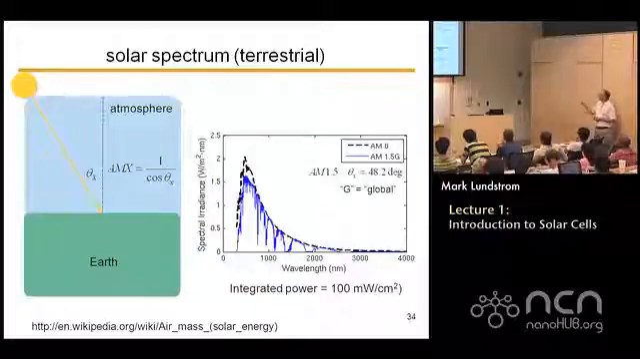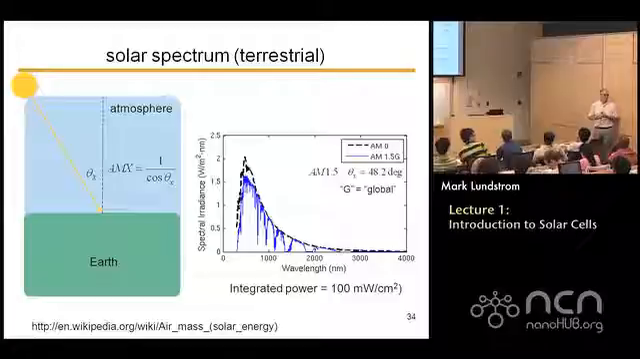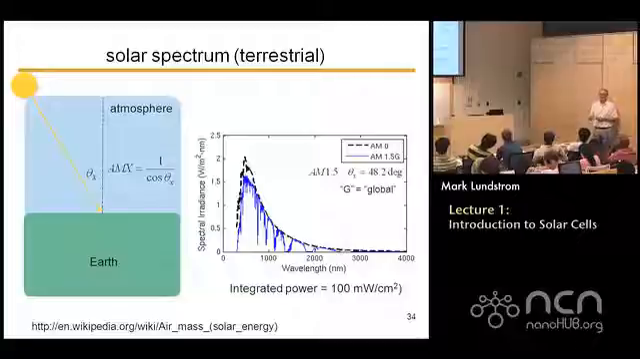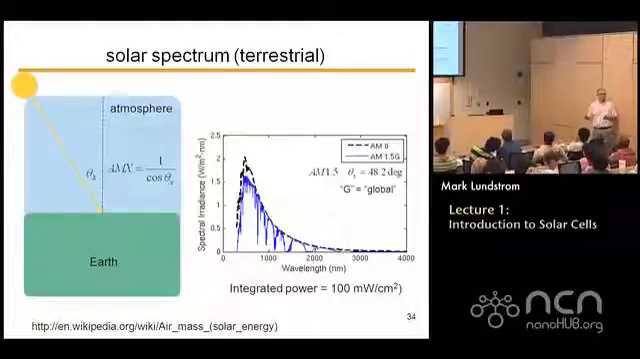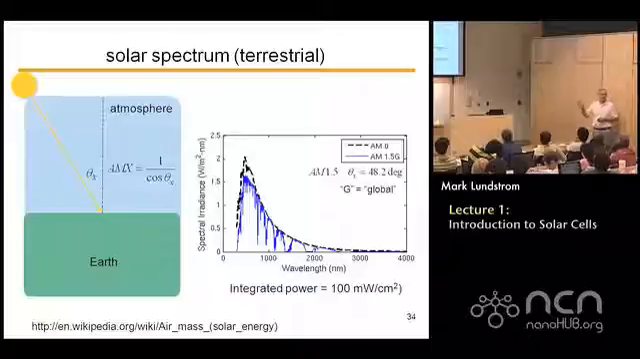And the total integrated power is exactly 100 milliwatts per square centimeter. So you may ask, how can it be exactly 100 milliwatts per square centimeter? Well, it isn't, but it's just a standard. So people have adjusted this spectrum so that it's exactly 100 milliwatts per square centimeter, and everybody compares their efficiencies to a spectrum like this. Its intensity has been adjusted so it's exactly 100 milliwatts per square centimeter. So if you get 10 milliwatts out of your solar cell, you know you have a 10% efficient solar cell.